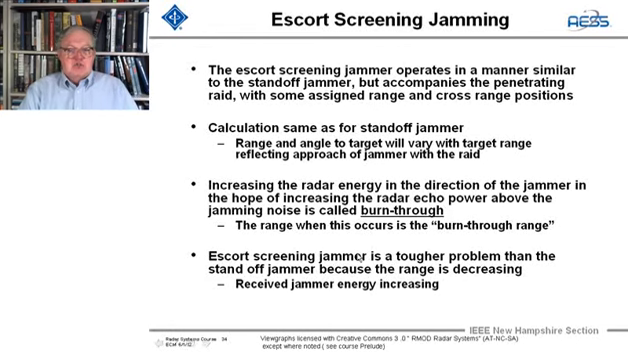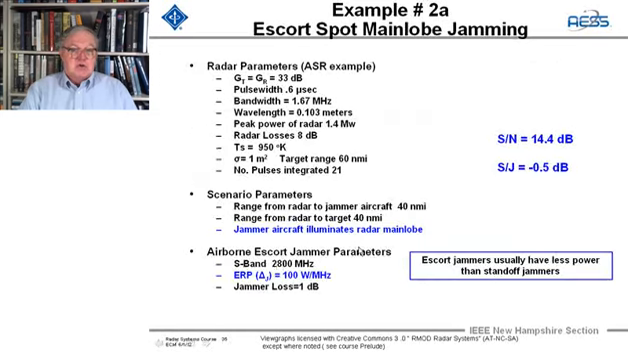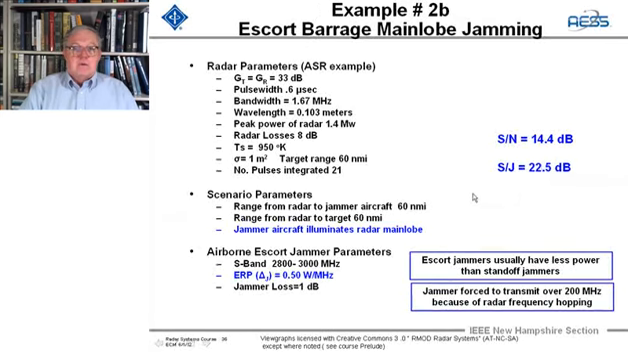An escort jammer is a tougher problem than standoff because the range is decreasing and becoming smaller, and the received jamming energy is increasing. And now for this example, what we've got is 100 watts per megahertz, and the escort jammers usually have less power than the standoff jammers. And we're illuminating in the main lobe. It's down near 0 dB. It's very hard to see in the main lobe.